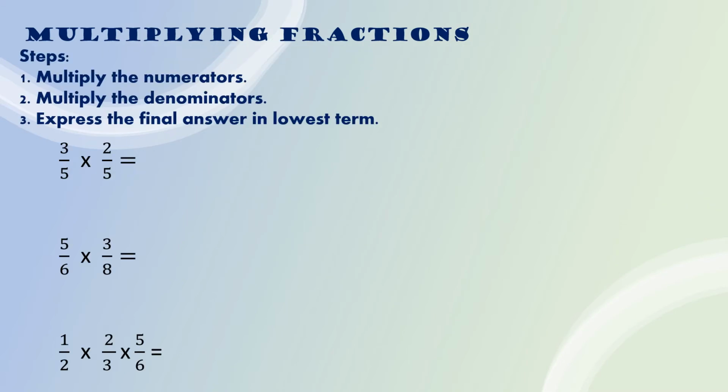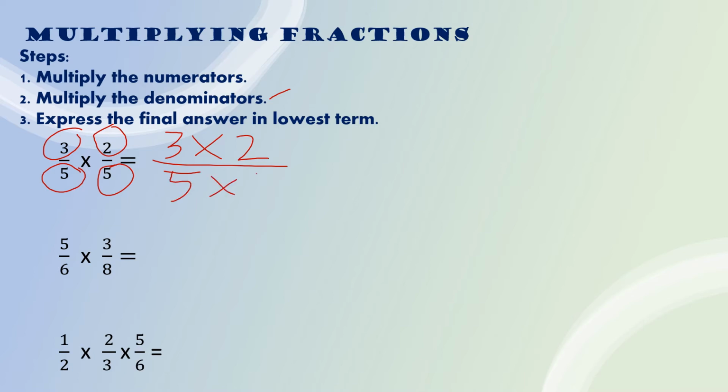So when we multiply fractions, we can just follow these steps. First is to multiply the numerators. In number 1, our numerators are 3 and 2, so we will multiply 3 times 2. Since we know that our answer will be a fraction, we put a fraction bar. Let's go to step number 2: multiply the denominators. In this case, we have 5 times 5. Then 3 times 2 is 6, and 5 times 5 is 25.